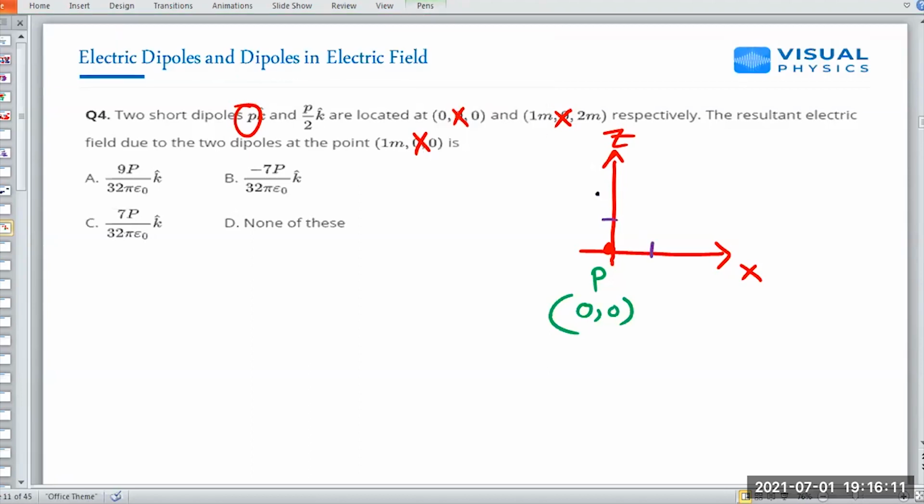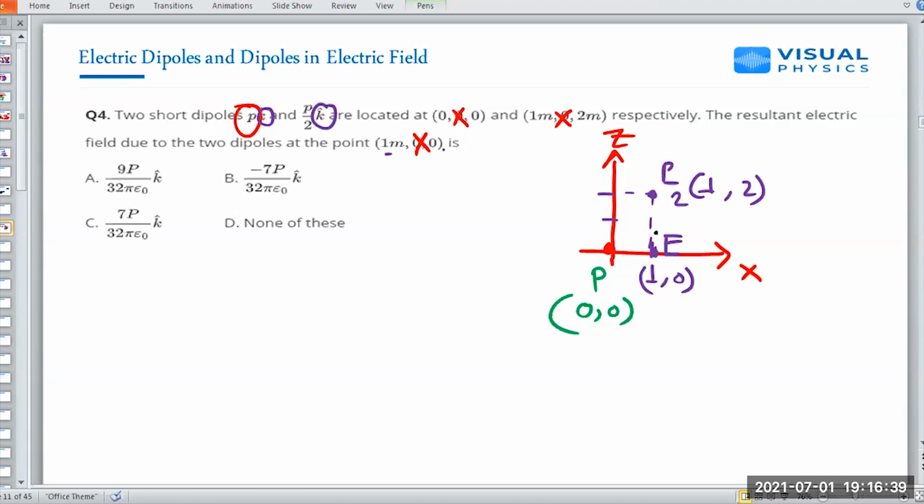1, 2. P by 2 is placed at 1, 2. Both are along k cap, which means both are along the z axis only. Now I have to find the resultant electric field at point 1, comma 0. I have to find the electric field at this point.